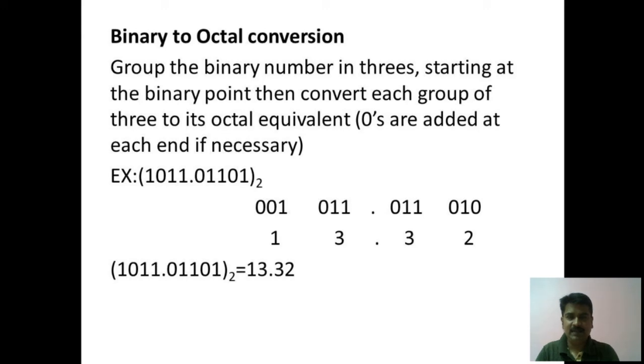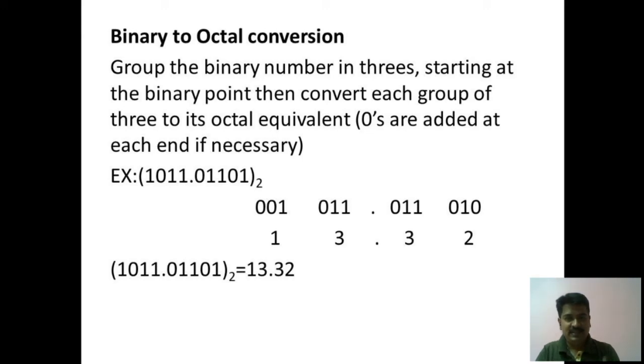This is the example. 1011 is the integer part, and after the decimal point we have 01101. First, you have to group the number in threes. Grouping has to start from the decimal point. Here, if this is the decimal point, you start grouping from the decimal point: 110. That is done. We are left with only a single 1 here, and you have to make it 3. Add zeros, no problem. Add 2 zeros: 001. This is a group of 3 binary digits, and this is a group of 3.